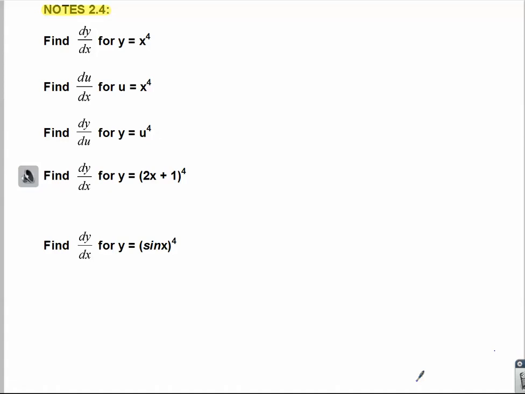In section 2.4, our objective is to take the derivative of composite functions. First, let's start with taking the derivative of y with respect to x for this. Now, these are not in your printed notes. I want you to just sit back and watch and try to answer before I write it down. So I'm taking the derivative of y with respect to x. That's right, 4x cubed. Now I'm taking the derivative of u with respect to x.